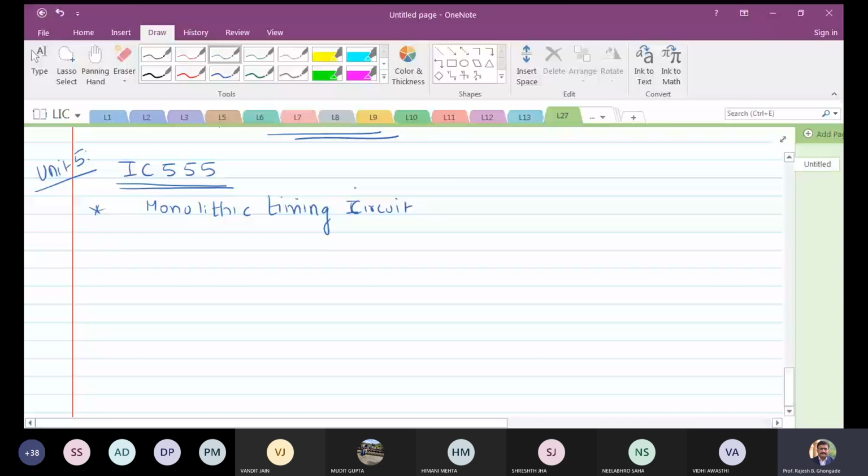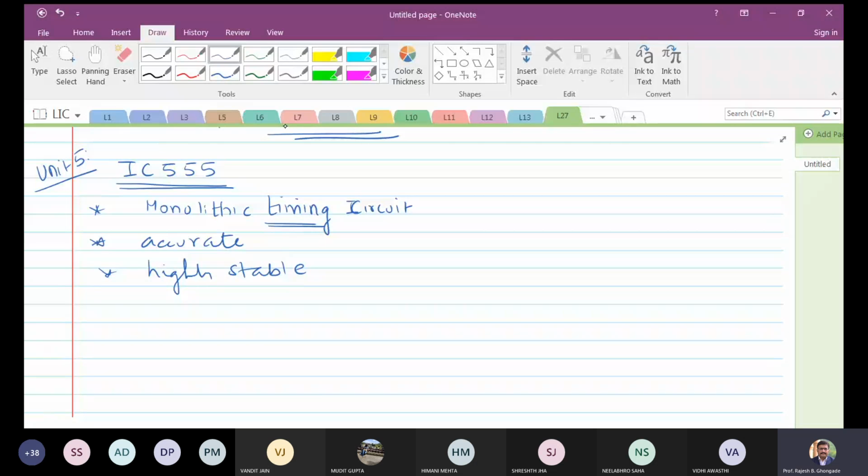Monolithic means what? It is an integrated circuit which is used for timing most of the times. And it can produce accurate and highly stable time delays or oscillations. So it can create time delays as well as oscillations. So basically it is an oscillator.